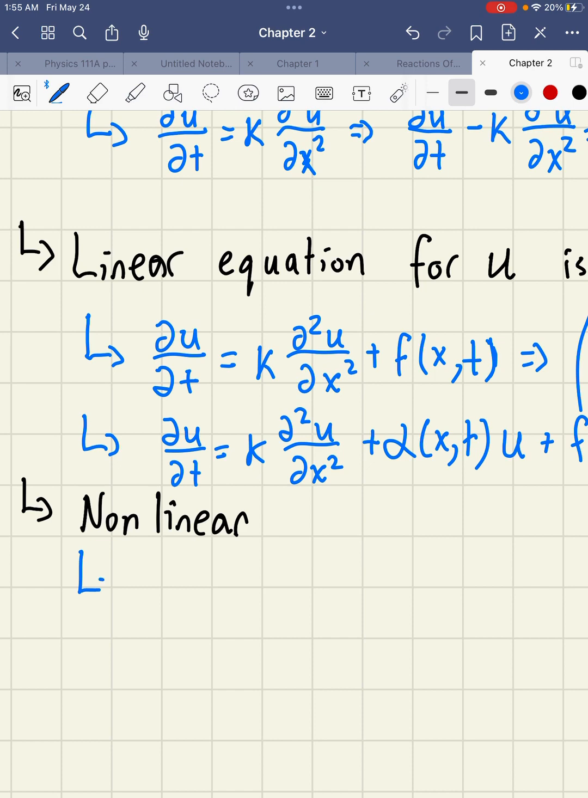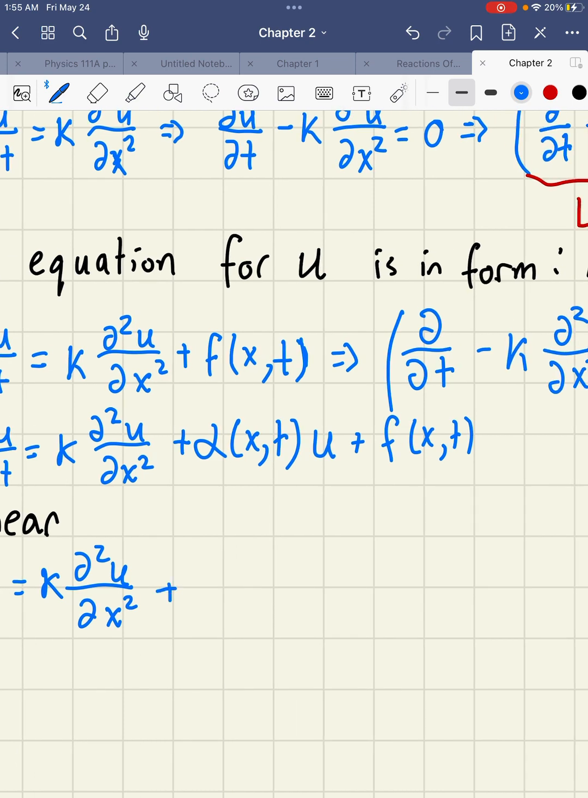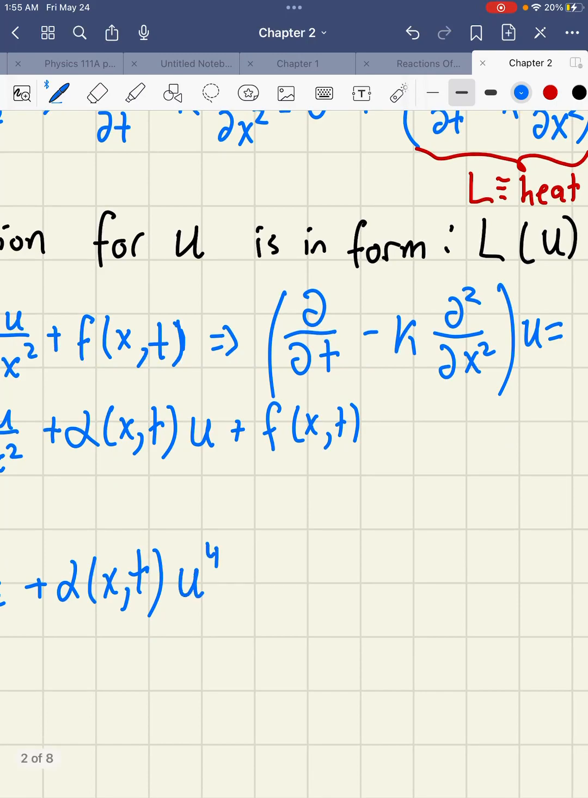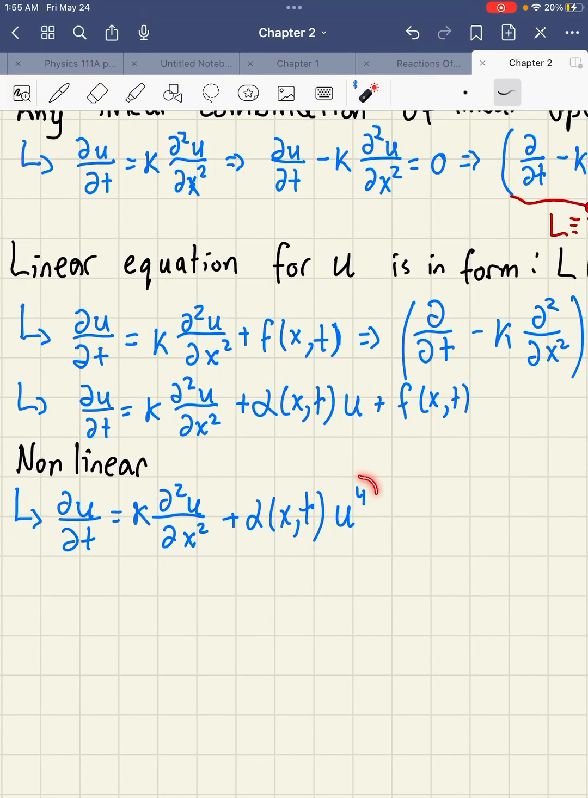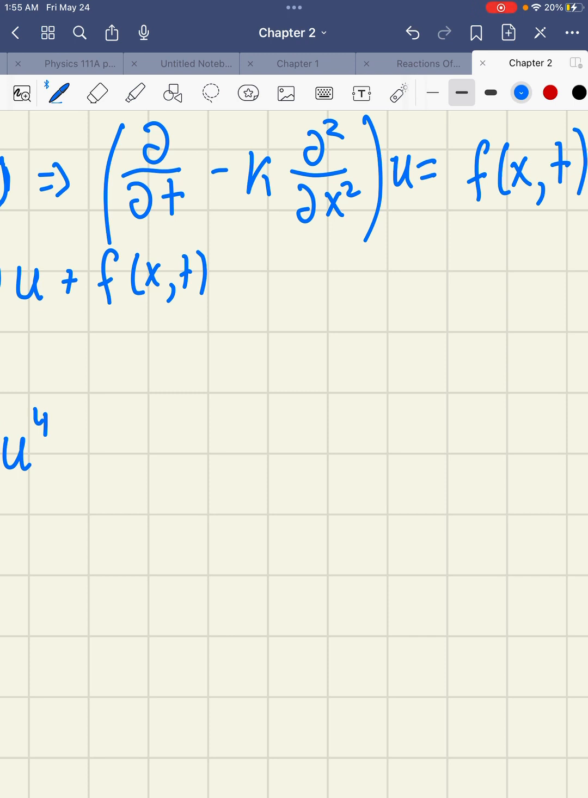For example, if my heat equation is something like partial t, that's equal to plus alpha xt, now I apply the u to the power 4. The main reason this is nonlinear is because the power 4 is my operator applied to my function u, and that u to the power 4 is not linear either, because a plus b to the 4 does not equal a to the 4 plus b to the 4.